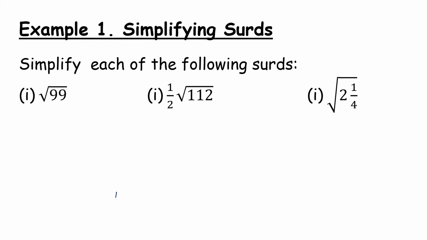Looking at that first one, hopefully everyone will see that 99 can be written as 9 times 11. Using the first property of surds, we can write that as the square root of 9, square root of 11, and we can simplify the square root of 9 to 3 root 11, and that's your answer. So always the same method. Is there a perfect square that we can divide in?